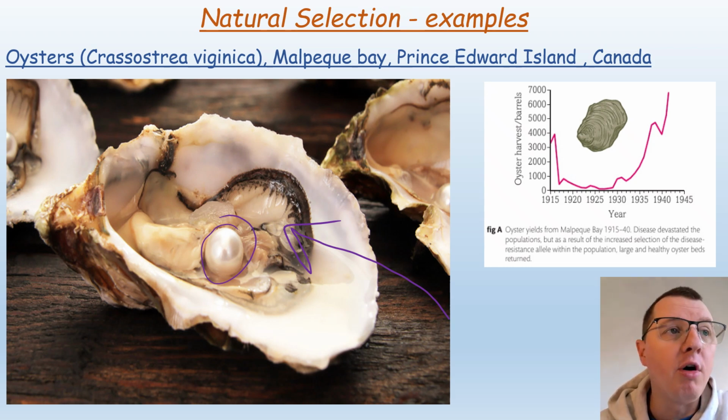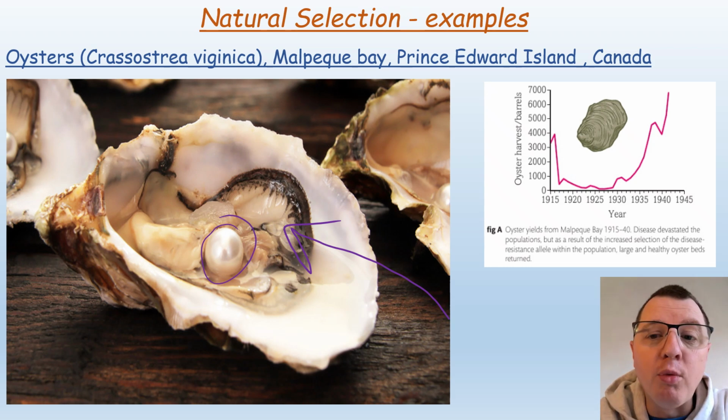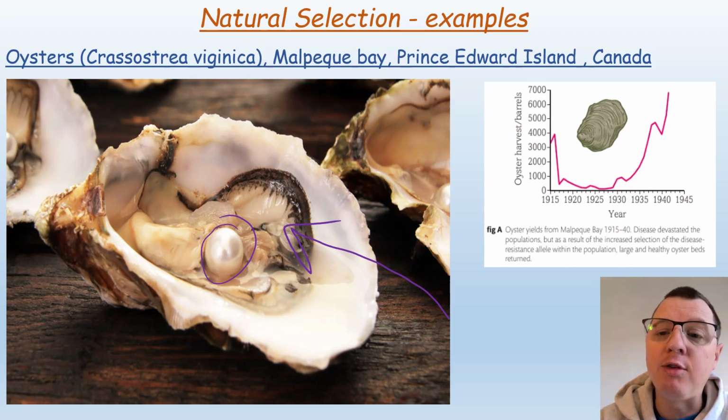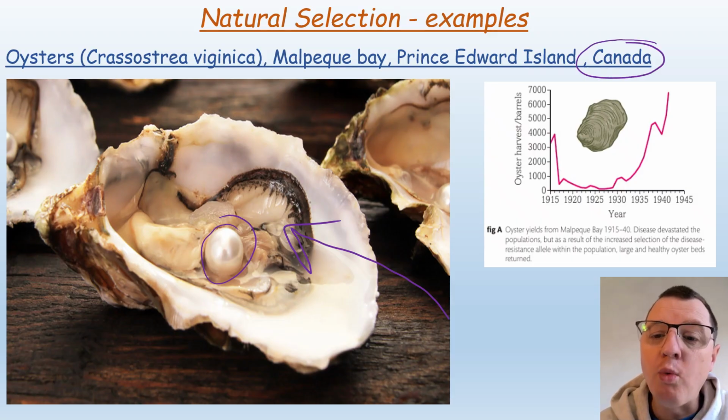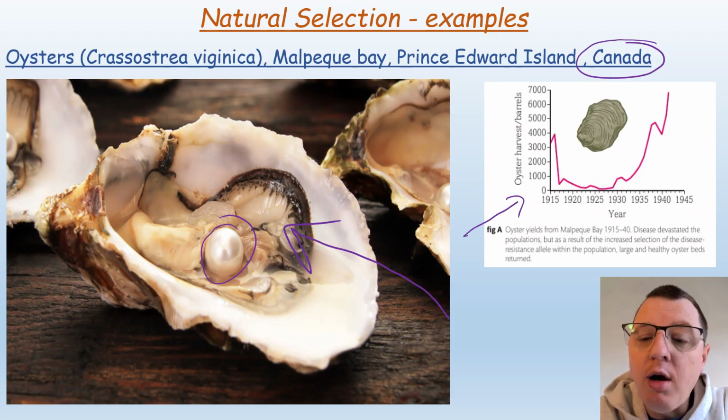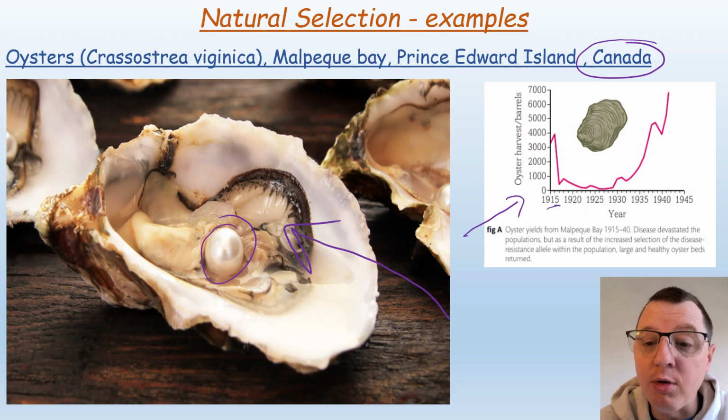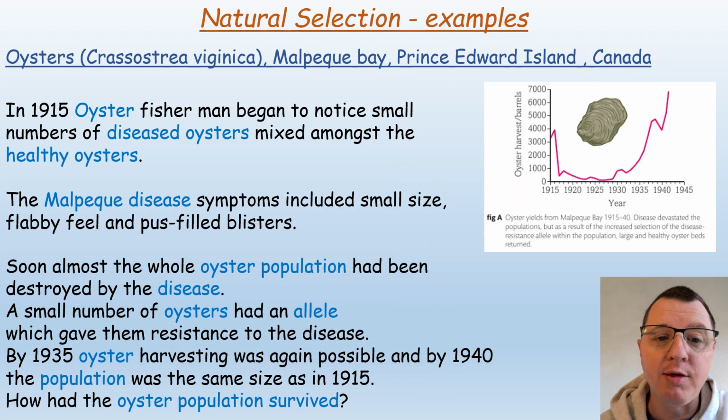But oysters are a common food source around the world. And in this case, we're talking about a place called Malpeque Bay near Prince Edward Island in Canada, where they have data on the oyster harvest, how many barrels of oysters are collected from the sea each year, going back over 100 years. In this case, we're going to be looking at the data from 1915 until 1945.